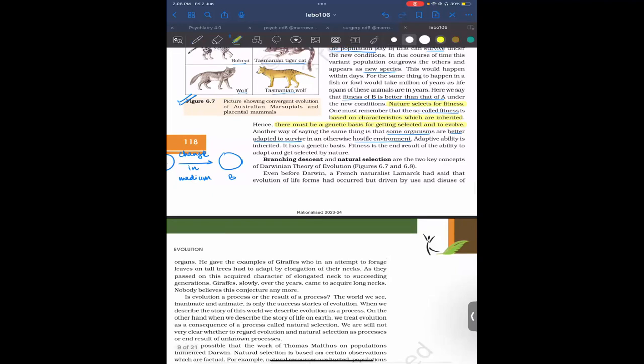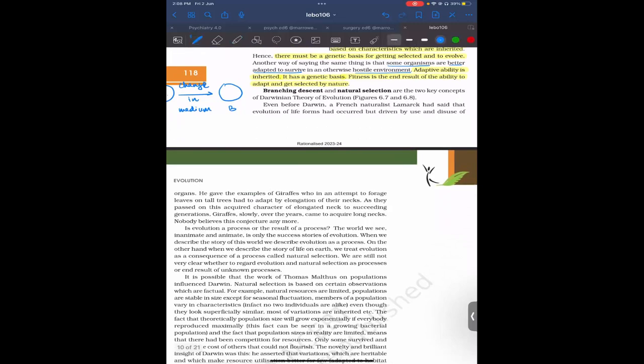Adaptive ability is inherited. So, therefore, they say that the adaptive ability is inherited. It has a genetic basis. Fitness is the end result of the ability to adapt and get selected by nature. So kya hua, fitness is the end result of the ability to adapt and get selected. Jo adapt kar payega, jis species mein changes aate jayenge, wahi species select hogi by nature.